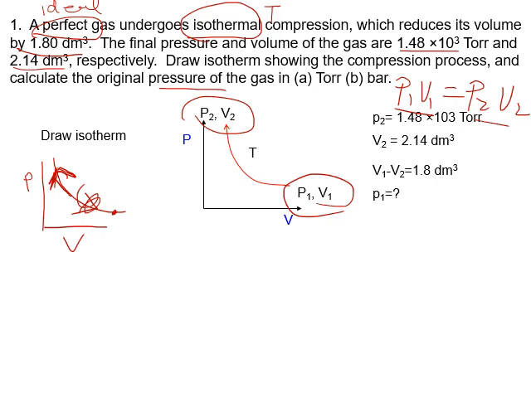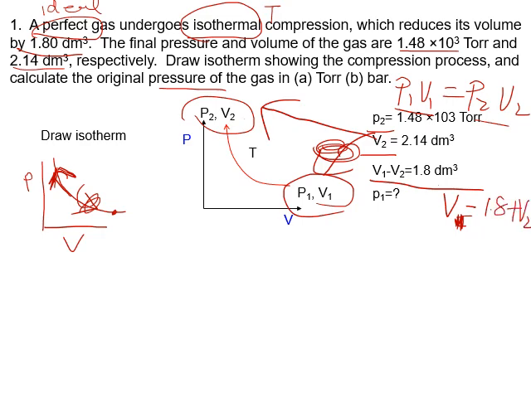So what is given? The P2, the final pressure, and the final volume are all given. For the initial condition, we know the volume is reduced by 1.8. That means V1 minus V2 is 1.8, so we can calculate V1. The initial volume equals 1.8 plus V2, because volume is reduced, which means the final volume is less than the initial volume. So the initial volume is larger than the final volume, 1.8 plus V2. And what is asked is P1.